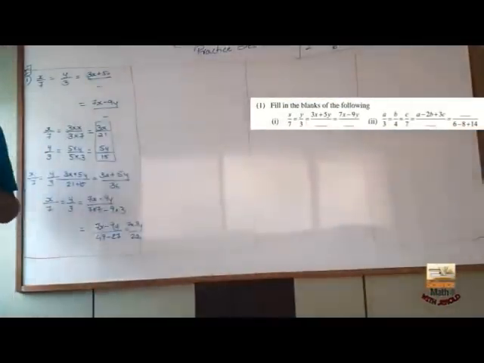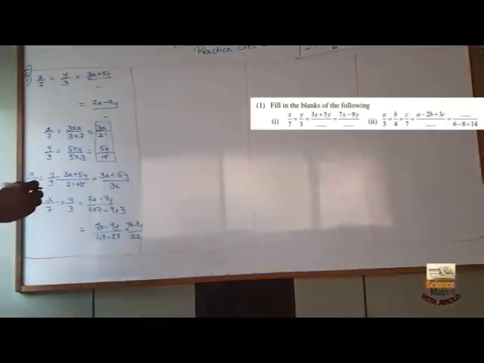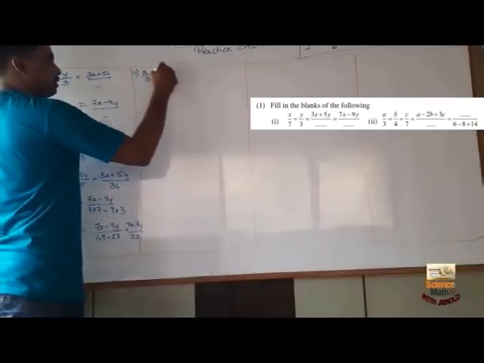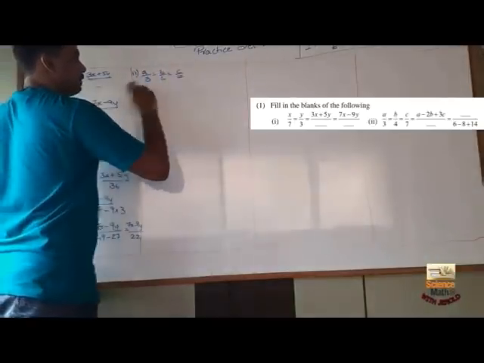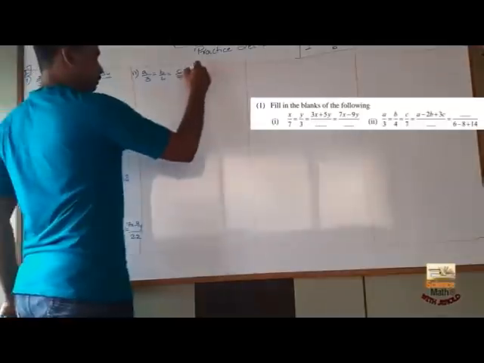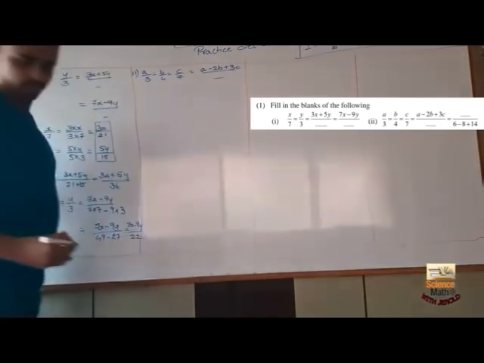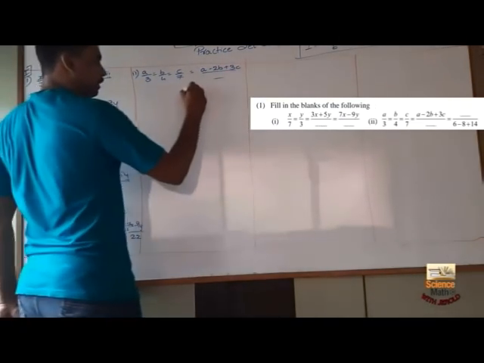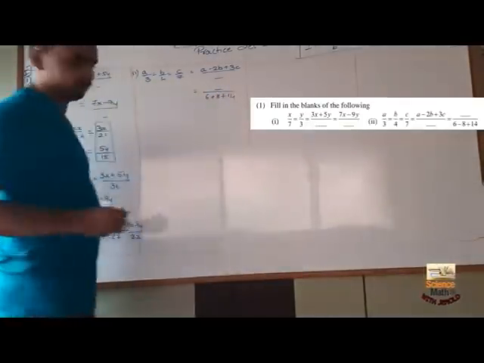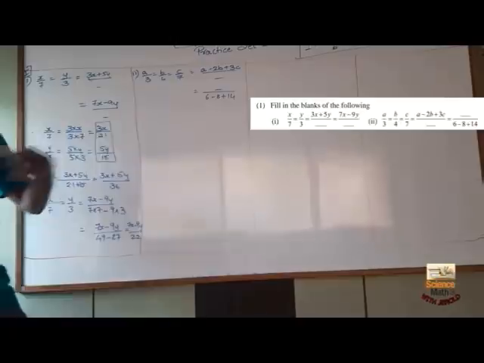Now moving on to the second sub question of the practice set, I have a upon 3, b upon 4 and c upon 7. So my second sub question has a upon 3 is equal to b upon 4 is equal to c upon 7. I have three equal ratios, and the first thing that I am supposed to find is a minus 2b plus 3c upon what. And the next thing that I am supposed to find is something upon 6 minus 8 plus 14. This is what I am supposed to find for the second sub question.